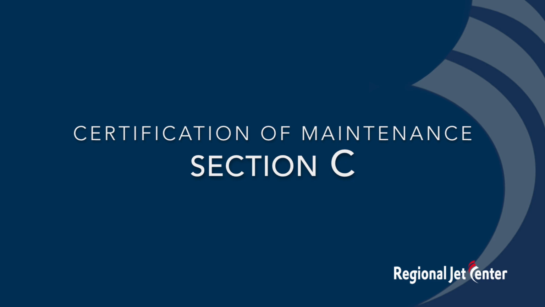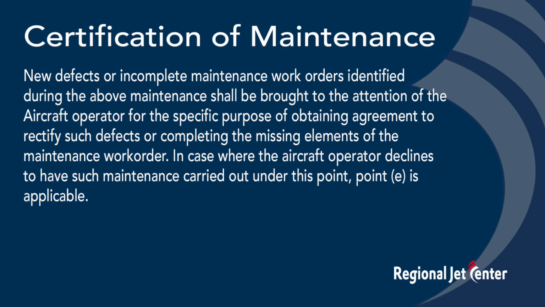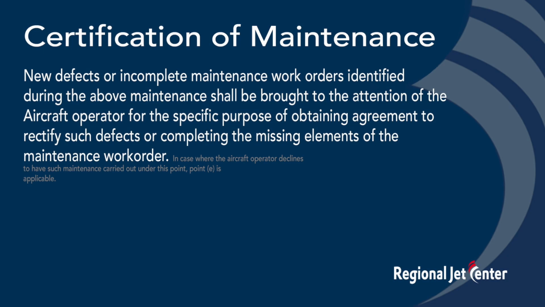Let's take a closer look at the text of Section C. New defects, or incomplete maintenance work orders, identified during the above maintenance, shall be brought to the attention of the aircraft operator, for the specific purpose of obtaining agreement to rectify such defects, or completing the missing elements of the maintenance work order. In the case where the aircraft operator declines to have such maintenance carried out under this point, point E is applicable.